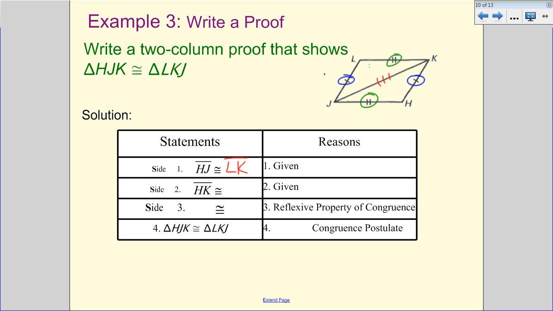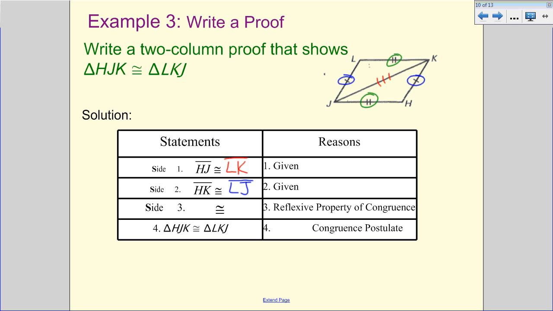And how do you know that? Well, it was given to you in the diagram. No one told you that. You didn't have to do any math. You didn't have to do any logic. Those marks were given to you. So that's what a given statement looks like. We then say HK is congruent to, we need to say LJ.